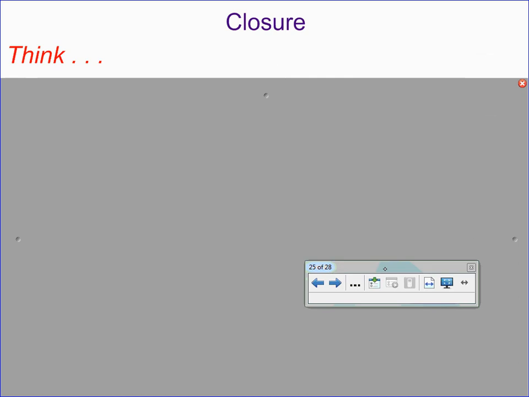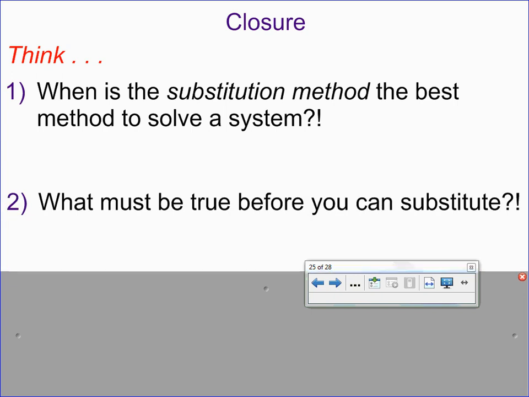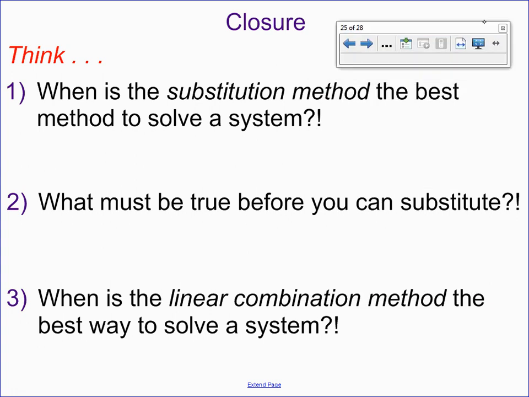So let's go ahead and summarize our findings for the day. Don't call out. I want you to write down a response with your partner and be ready to share with the class. When is substitution method the best method to solve a system? And what must be true before you substitute? Then with your partner, discuss and write, when is linear combination method, or elimination method as it's also known, the best way to solve a system?